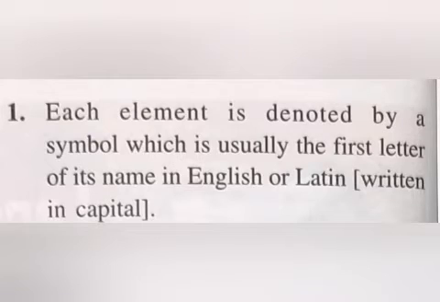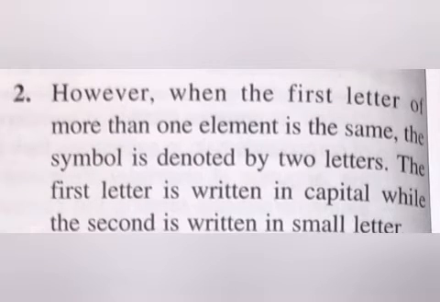Suppose oxygen. Oxygen is an element which is denoted as O, capital letter O. Similarly, hydrogen is also an element which is denoted as H. When the first letter of more than one element is the same, the symbol is denoted by two letters. The first letter is written in capital while the second letter is written in small.